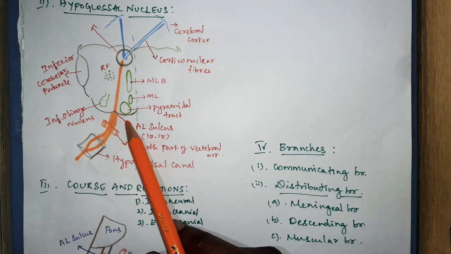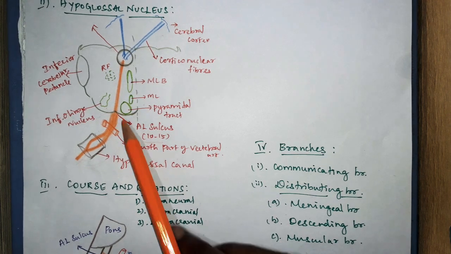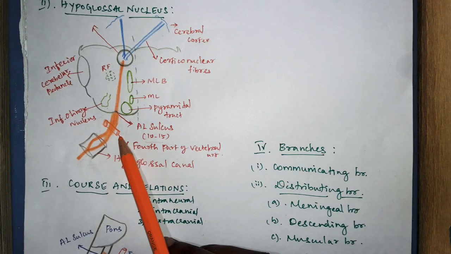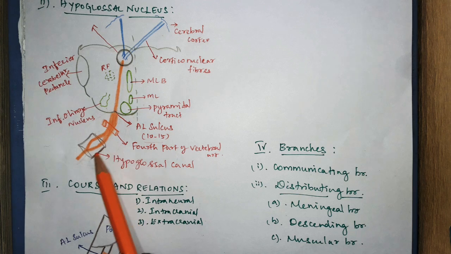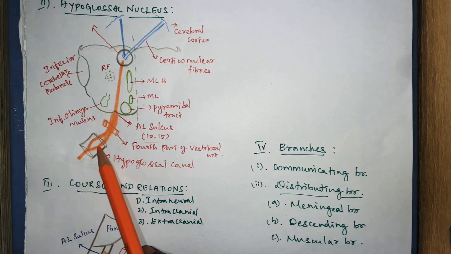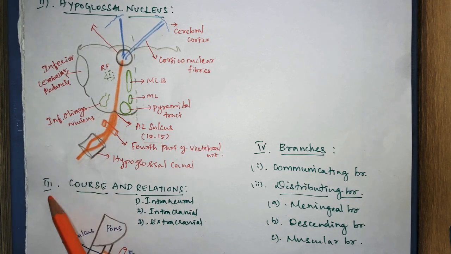Then in the intracranial course, it attaches to the anterolateral sulcus by 10 to 15 rootlets. Then it passes laterally beneath the fourth part of the vertebral artery, then divides into two bundles and enters the hypoglossal canal. Within the hypoglossal canal these two bundles unite and come out as a single nerve through the canal, becoming the extracranial part.